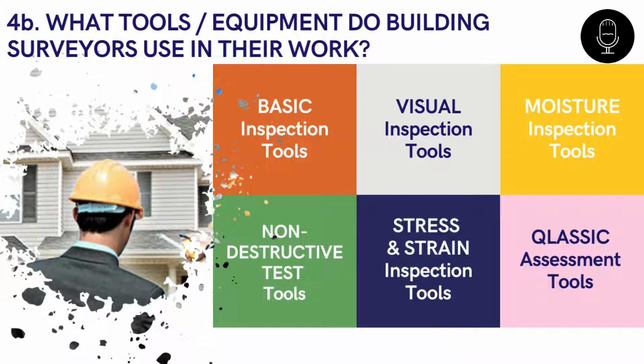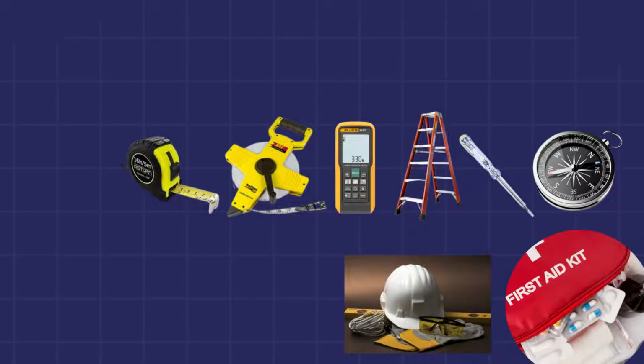Here, we take a look at some of the equipment and tools that building surveyors use in their works. First, we will start with the basic inspection tools. Second, visual inspection tools. Third, moisture inspection tools. Fourth, non-destructive test tools. Fifth, stress and strain inspection tools. And finally, we will close our discussion with QLASSIC assessment tools.